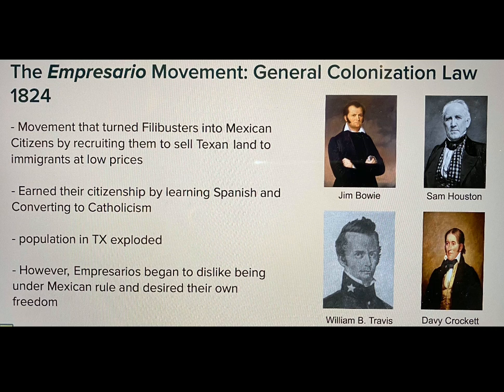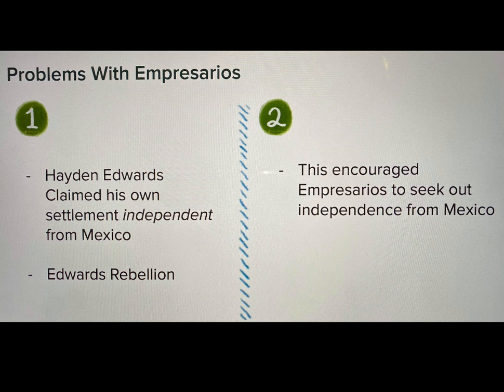On the right, you will see four historical figures: Jim Bowie, Sam Houston, William B. Travis, and Davy Crockett. These men were all former filibusters who converted into impresarios. So problems began to rise between impresarios and the Mexican government, along with individuals like American immigrants who had come to live in Mexico but were beginning to desire their own freedom.